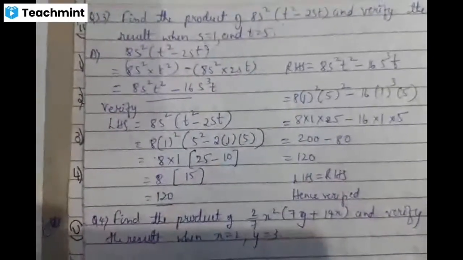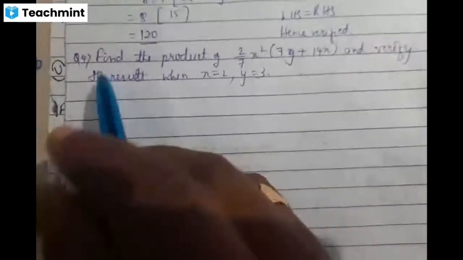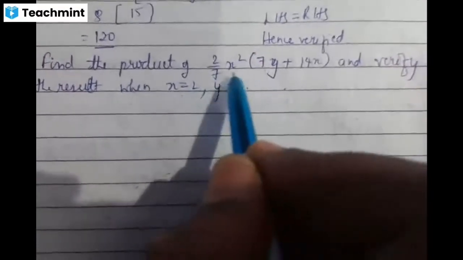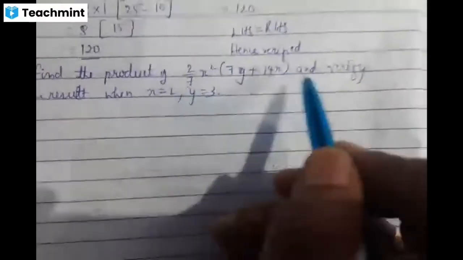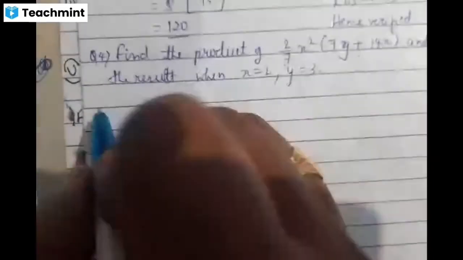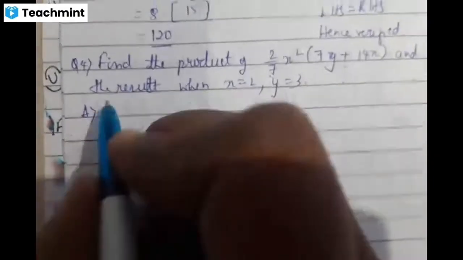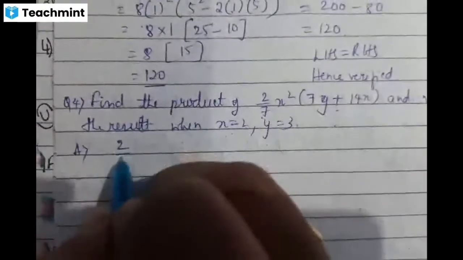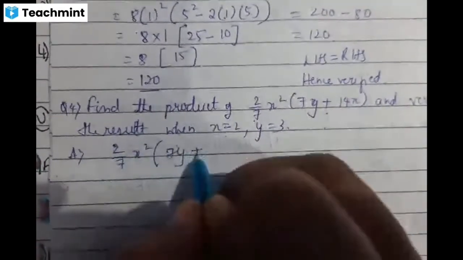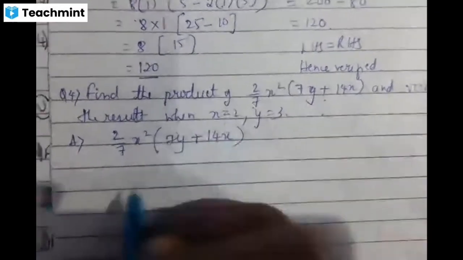So, in this way, we are going to solve the verification problems, children. Next, we have question number 4. Find the product of the terms monomial and binomial, and also verify for the values x is equal to 2 and y is equal to 3. For this, we have to consider 2/7 x² into (7y + 14x).